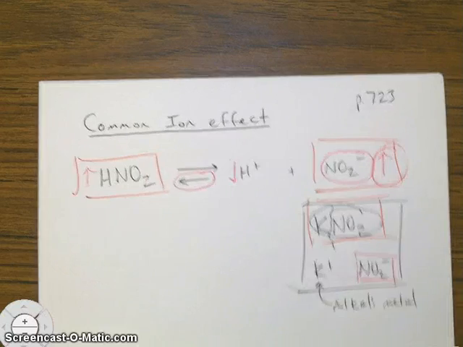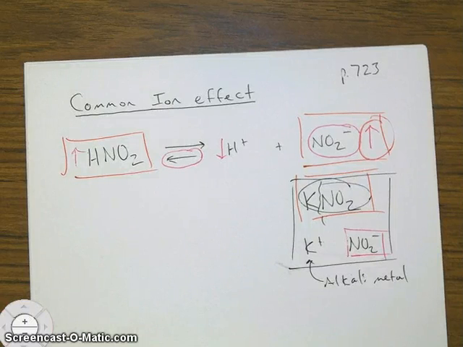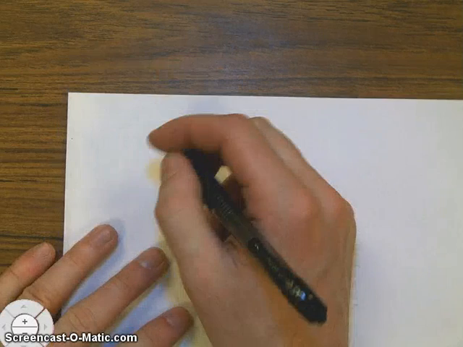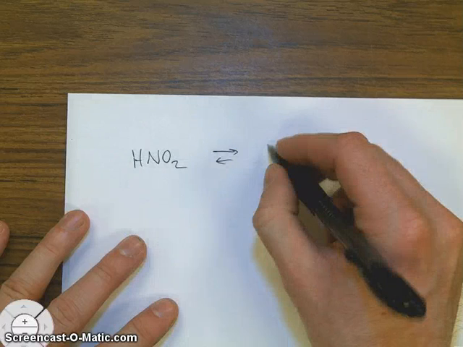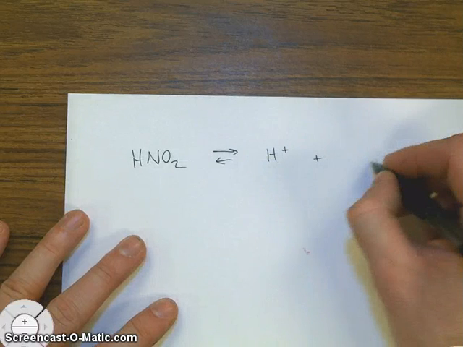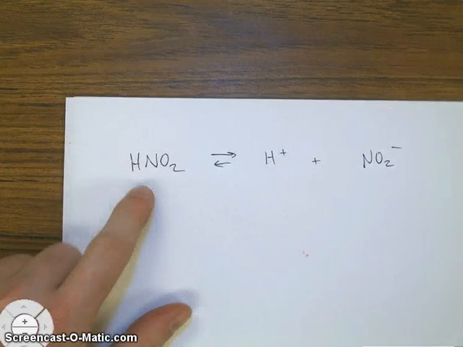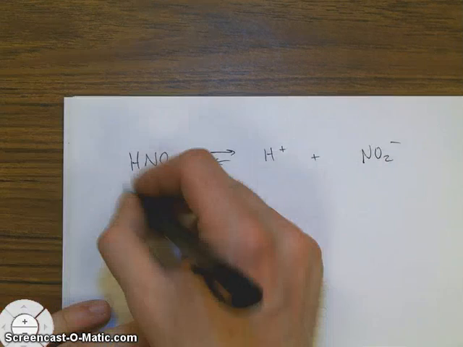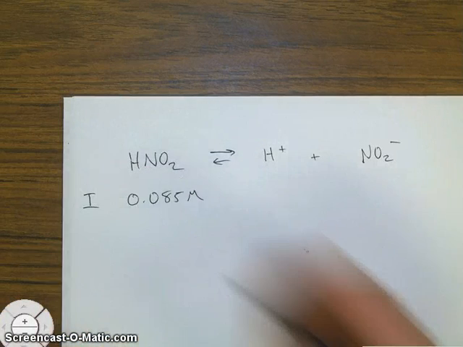Now we're going to talk about how to figure out the pH of the solution when we do such a thing. So now I'm going to be doing the practice exercise located in 17.1 on page 723. What we have here, and I have to write out the equation, is HNO2 in equilibrium with hydrogen ions and nitrite ions, NO2 minus. And then it tells us that we begin with 0.085 molarity of nitrous acid. Oh my goodness, this sounds like an ICE table because I have an initial amount.